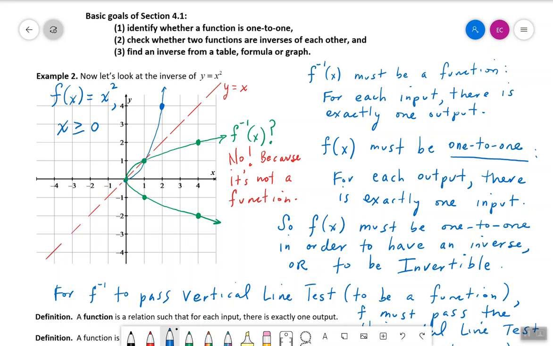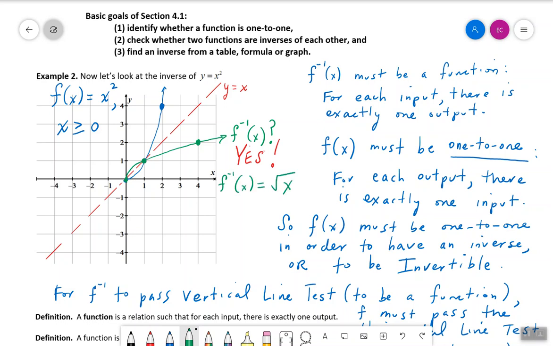And so then what's the consequence for the inverse? Well, then we get rid of the bottom half of f inverse, and now what we have is a real function. It is a function. And so now we can come back and say, yes, this is f inverse. And in fact, this is a familiar function. f inverse of x is equal to the square root of x. And that's a graph that we've seen before.